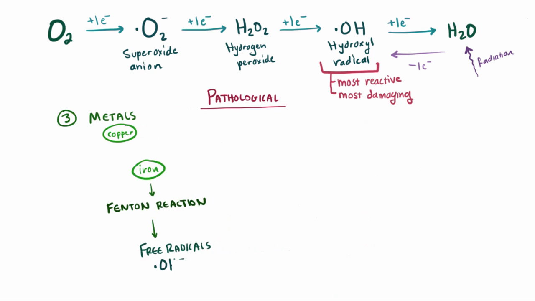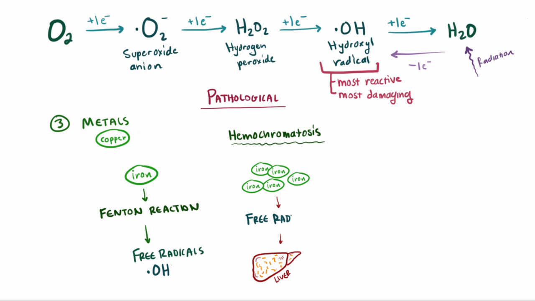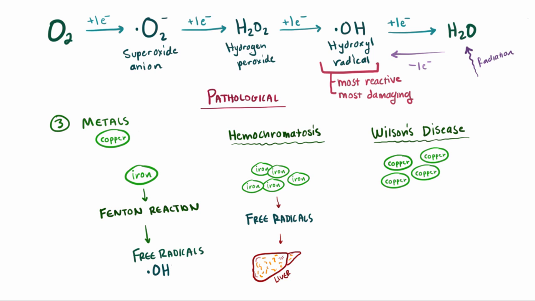So let's think about it in the context of some disease, like hemochromatosis, where iron builds up and you get serious tissue damage, like cirrhosis in the liver. The primary mechanism behind this is a buildup of free radicals. Similarly, in Wilson's disease, there's an excess of free copper, so copper that's not bound. In the same way, you end up getting tissue damage from free radicals.